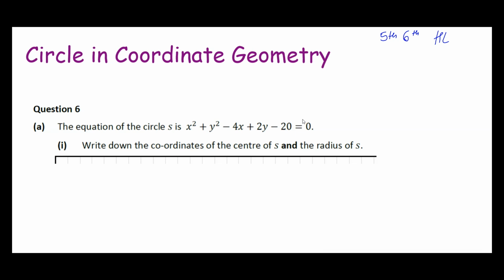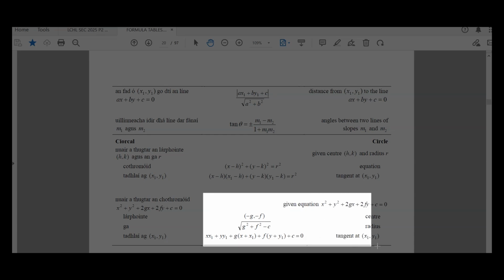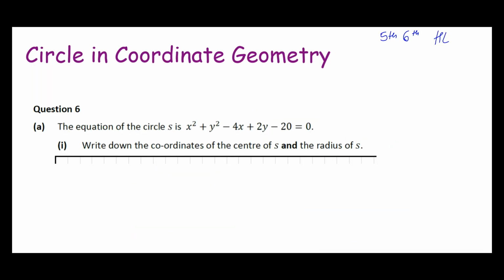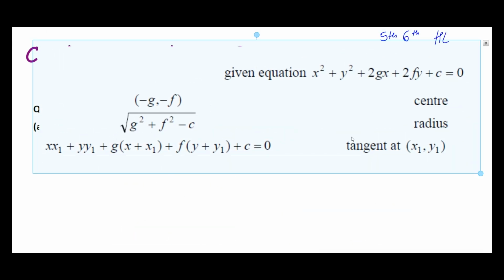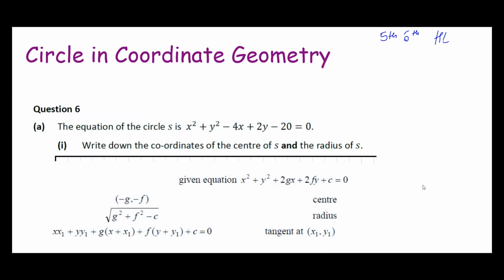And what kind of equation? We know a circle can be written in two forms, isn't it? We have those two forms of the equation of a circle, the first and the second. And we can see that it is that second form, so that's the one we're going to be looking at. And here we are told that we have to write down the coordinates of the center and the radius.